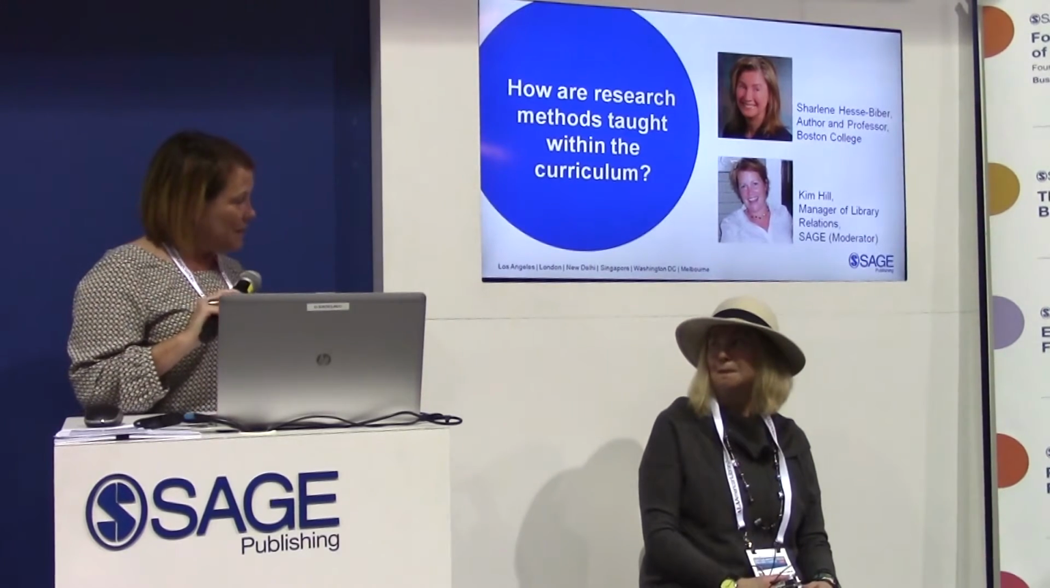I'm the manager of library relations here at SAGE, amongst other things. And we're really happy to have Dr. Hesse-Biber with us today. She's at Boston College. She's a prolific author with SAGE. She actually wrote a book called Am I Thin Enough Yet?, which I think I probably need to read. It was one of Choice Magazine's academic award winners back in the 90s. She's also the co-editor of Emergent Methods in Social Research and the Handbook of Emergent Methods, as well as the Handbook of Feminist Theory. She's a professor at Boston College. She heads up the Women and Gender Studies program. She's a professor of sociology, and she's going to talk to us about research methods.